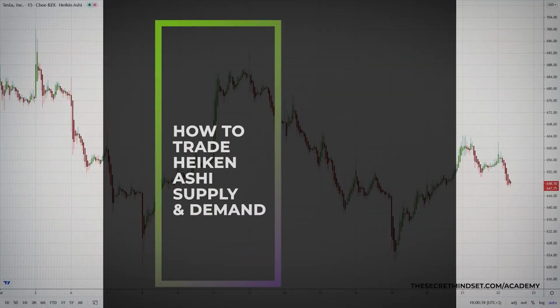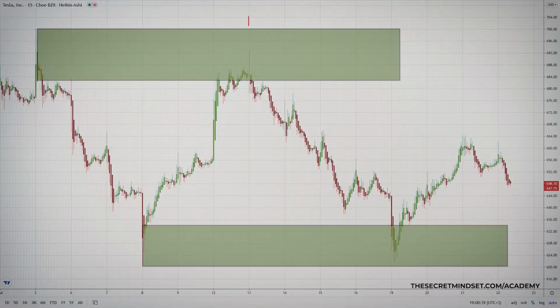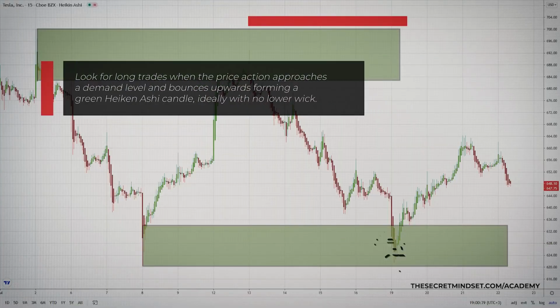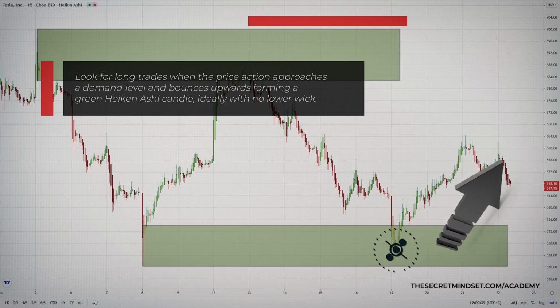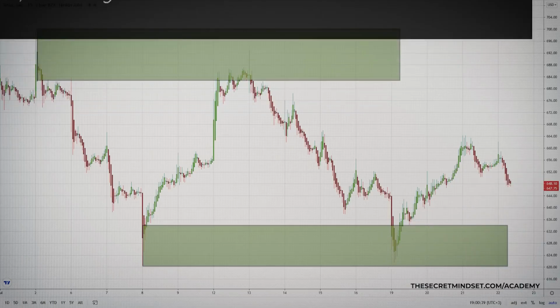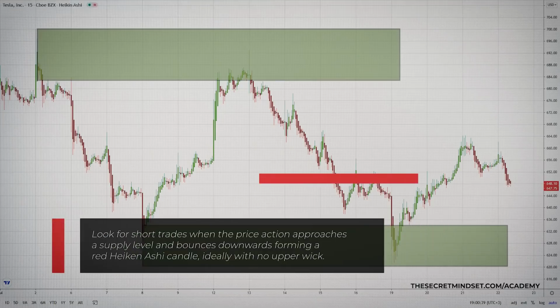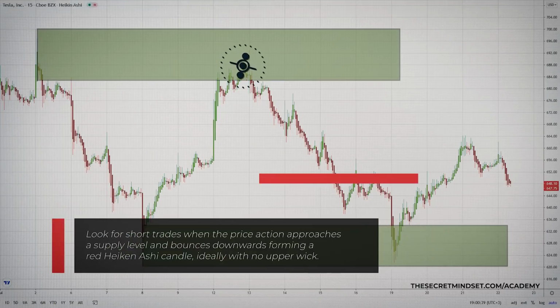The rules of supply and demand trading using Heiken Ashi are simple. You should buy when the price action approaches a demand level and bounces upwards, forming a green Heiken Ashi candle, ideally with no lower wick. You expect the price to increase and you want to trade an upcoming price swing. And you should sell when the price reaches a supply level and bounces downward, forming a red Heiken Ashi candle, ideally with no upper shadows.